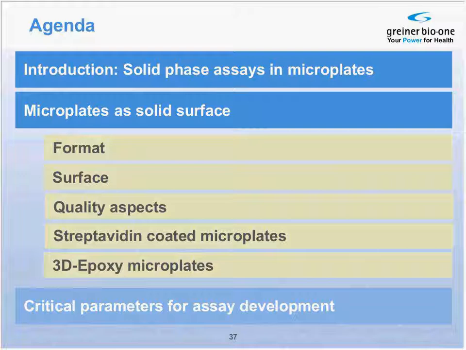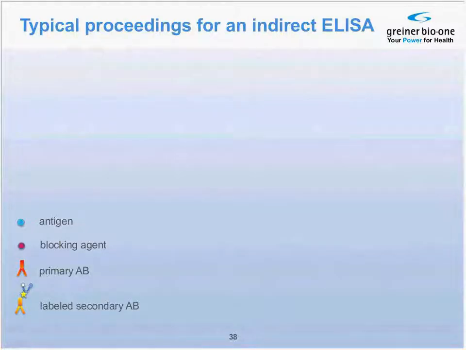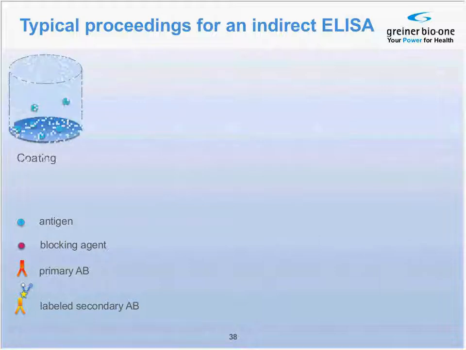The last part of this presentation will touch on critical parameters for assay development. We start with introducing a typical procedure for an indirect ELISA. First step is the coating of the microplate, in this example with an antigen.